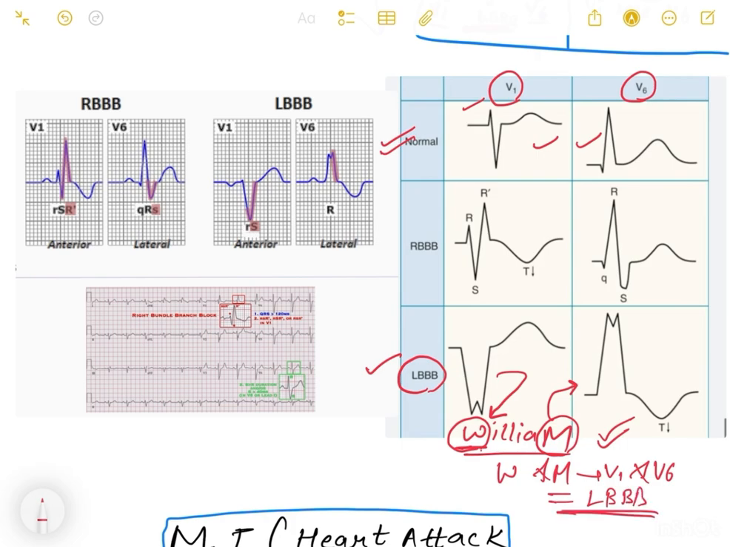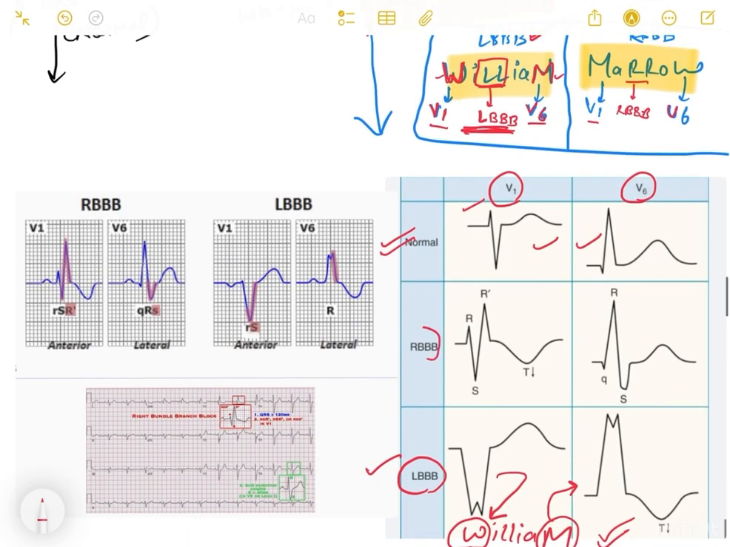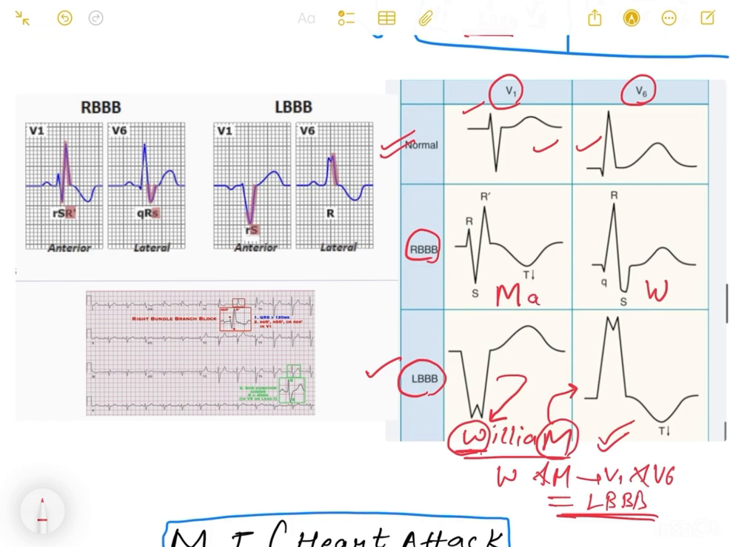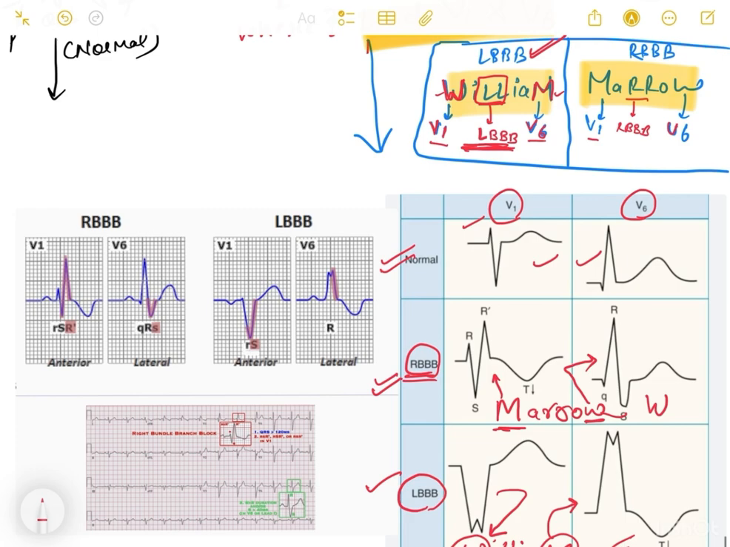Similarly, see this right bundle branch block. You can see M here and W here, just the reverse pattern. Call it Marrow. So if you see Marrow, the M in the QRS complex of V1 and W in the QRS complex of V6, this is a case of right bundle branch block. As simple as that. Now you can easily tell a patient that you are having a right bundle branch block or left bundle branch block just by looking at leads V1 and V6.